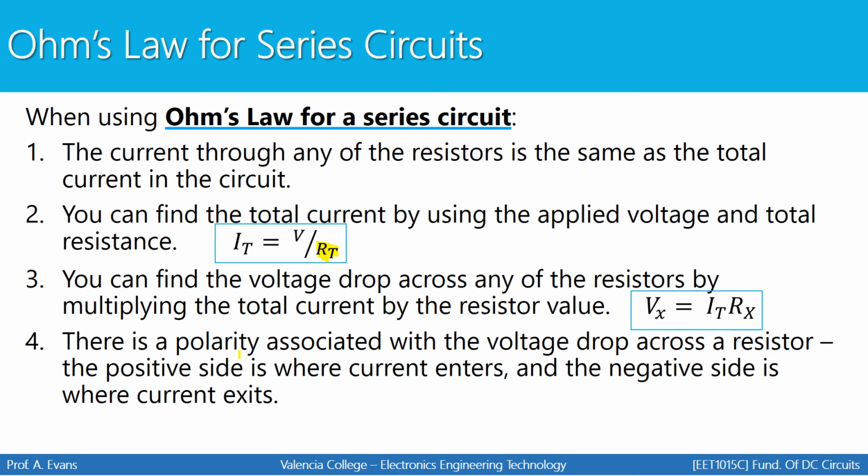Lastly, there is a polarity associated with the voltage drop across a resistor. Remember that the positive side, or the positive terminal of your polarity, is where current enters, and the negative side is where current exits. In a little bit, we'll be learning about Kirchhoff's voltage law, which will depend on you having correct polarities in your circuit. So we will practice constantly labeling the polarity for each resistor based on the idea that the positive side is where current enters, and the negative side is where current exits.